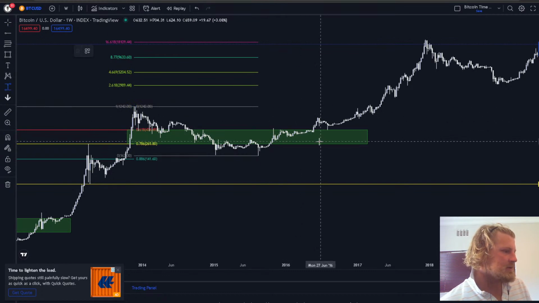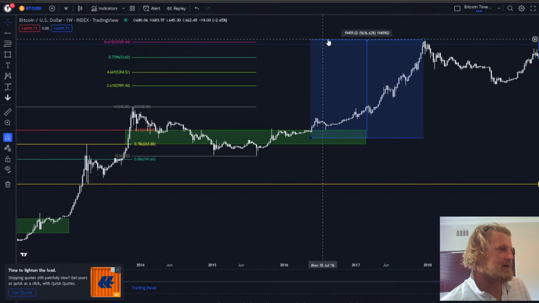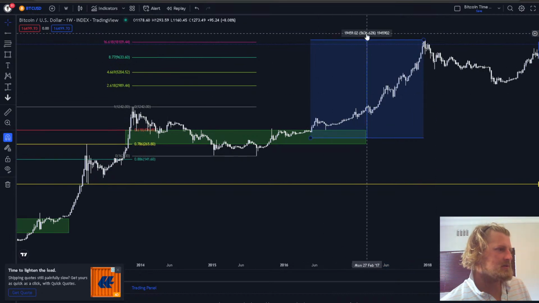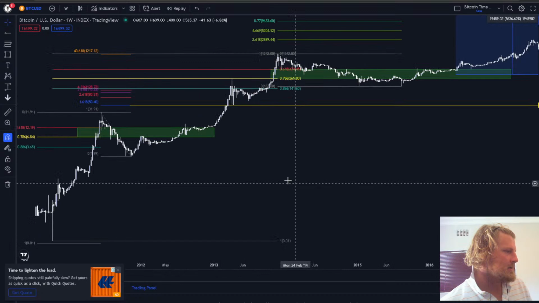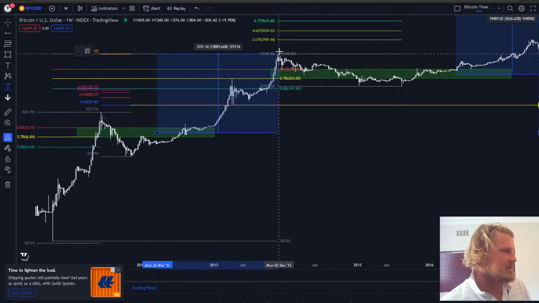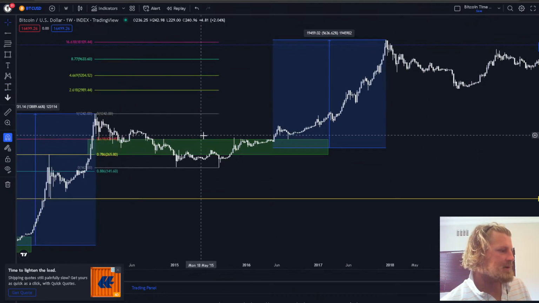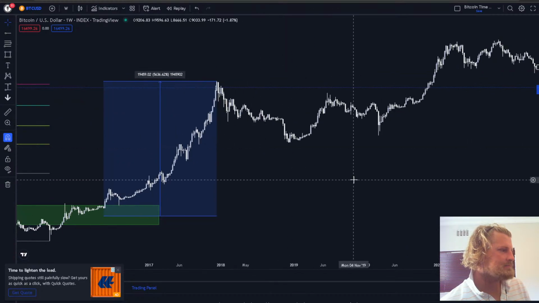And now if you dollar cost averaged in this area, got an average price, you still made 5,600%, right? So yeah, the idea is not to catch the exact bottom because it's practically impossible, but to get an average price in the reload zone, right?